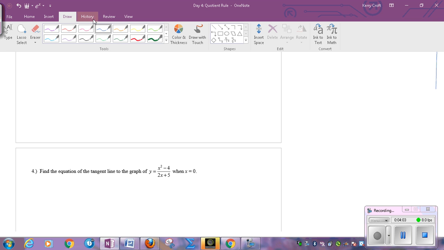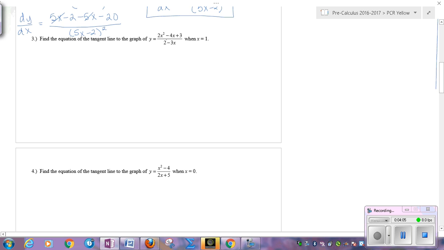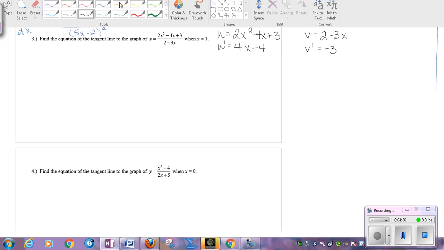So we're going to start off identifying u and v and u prime and v prime. So u is your numerator, 2x squared minus 4x plus 3. And v is your denominator, 2 minus 3x. Okay, now u prime, use your power rule: 4x minus 4. V prime, using your power rule, negative 3. So now we're going to use our quotient rule to find our derivative.